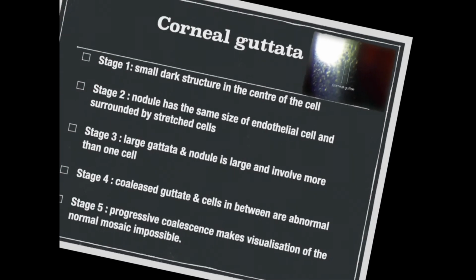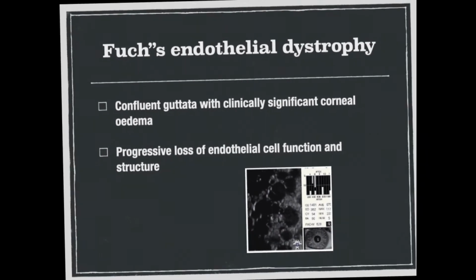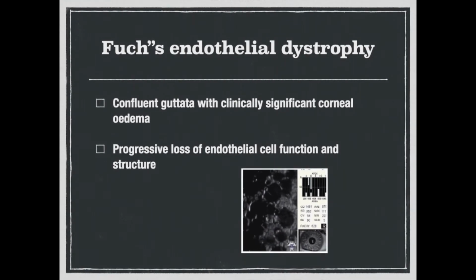Stages of guttata, just for your general knowledge. A small dark structure in the center of the cell is stage 1. A nodule the same size as the endothelial cell and surrounded by stretched cells is stage 2. Large guttata including more than one cell is stage 3. Coalescent guttata, with abnormal cells in between, is stage 4. Progressive coalescence where visualization of the normal mosaic is impossible is stage 5. Fuchs endothelial dystrophy is confluent guttata with clinically significant corneal edema and progressive loss of endothelial cell function and structure, like this image.